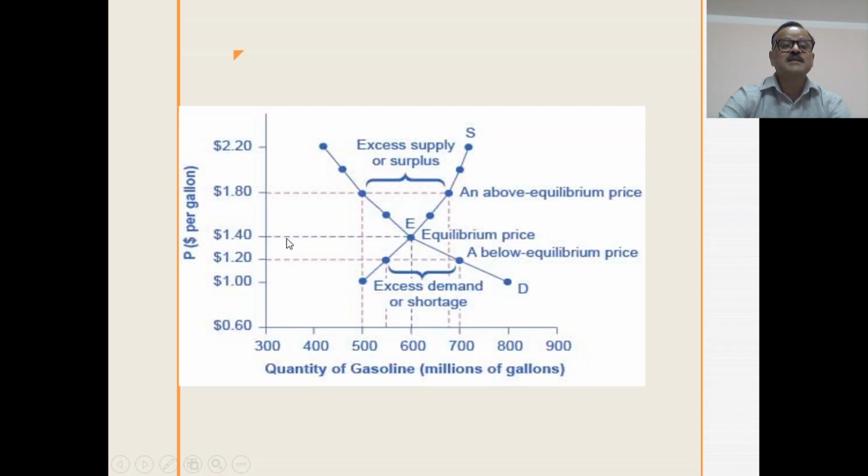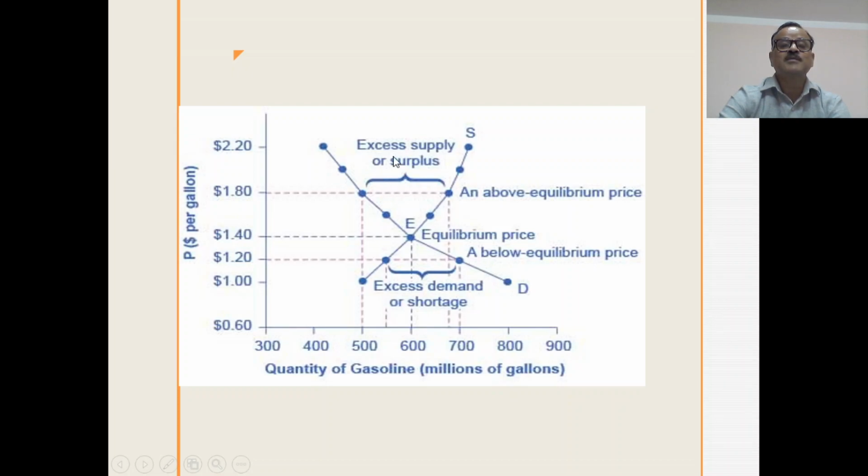Okay, suppose the price is increased from $1.40 to $1.80. What happens when the price increases? Then definitely supply also increases. Look here, supply is very high. You can see supply is more than 600. But demand decreases from 600 to 500 when the price increases.